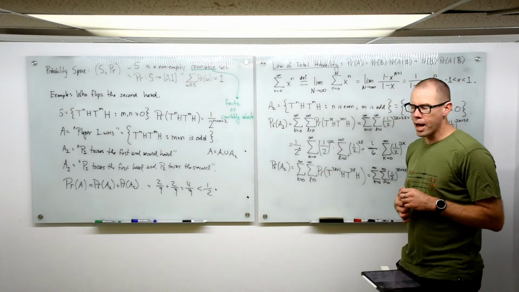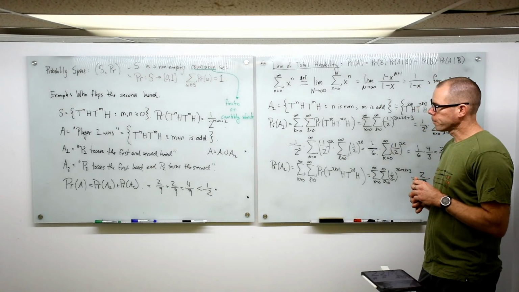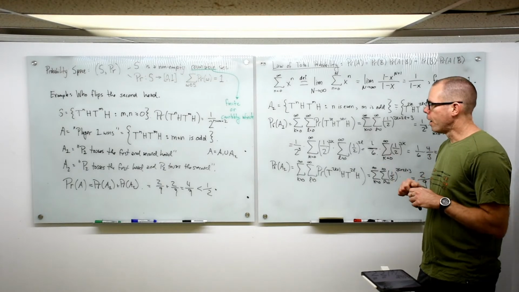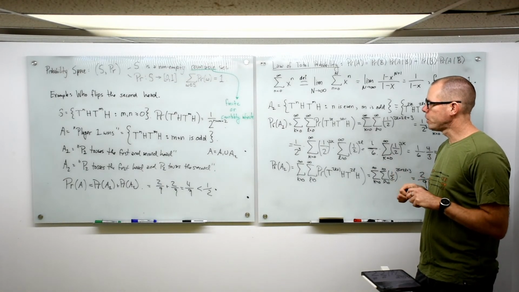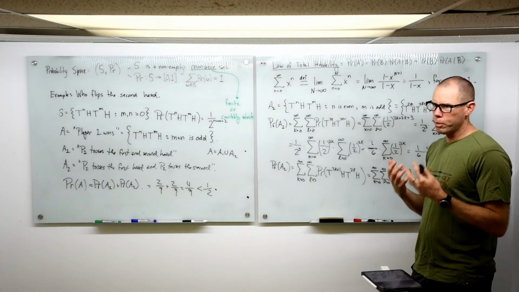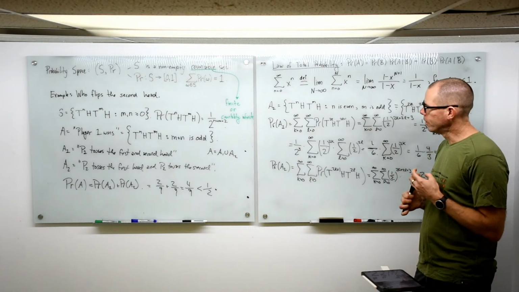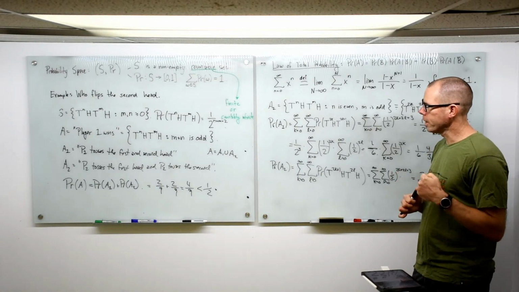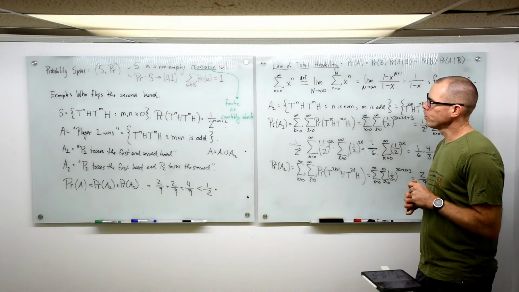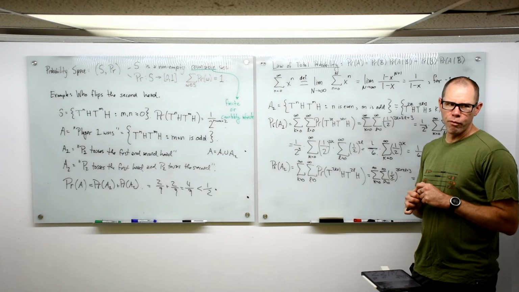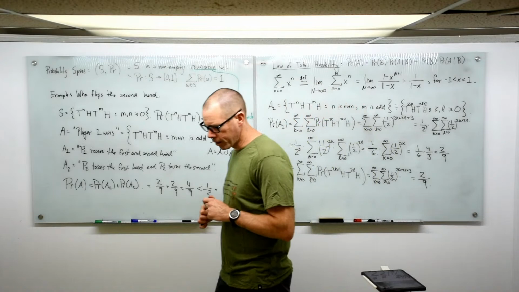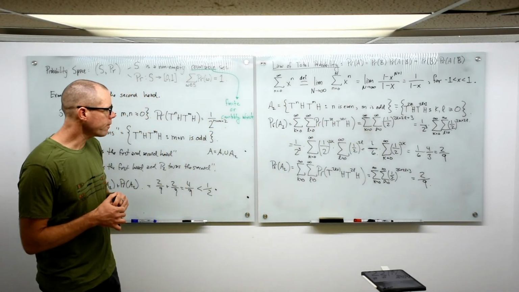It's not quite as lopsided as the first game. In the first game, the first player's probability of winning was twice as big as the second player's. Here the second player has an advantage where his probability is 5/4 the probability of the first player. So not anywhere close to 2. All right.